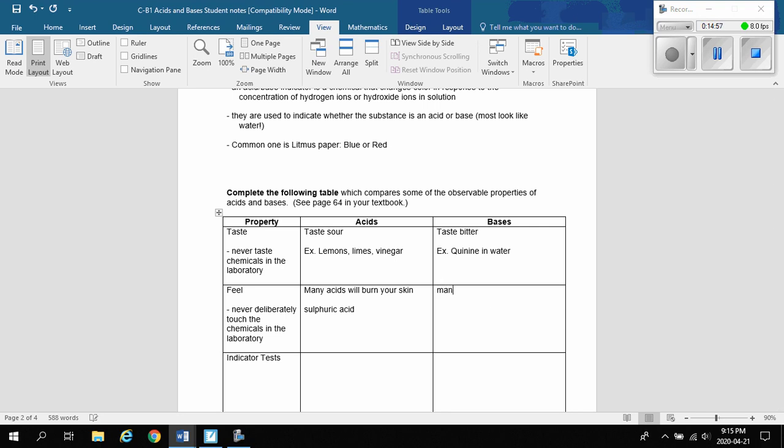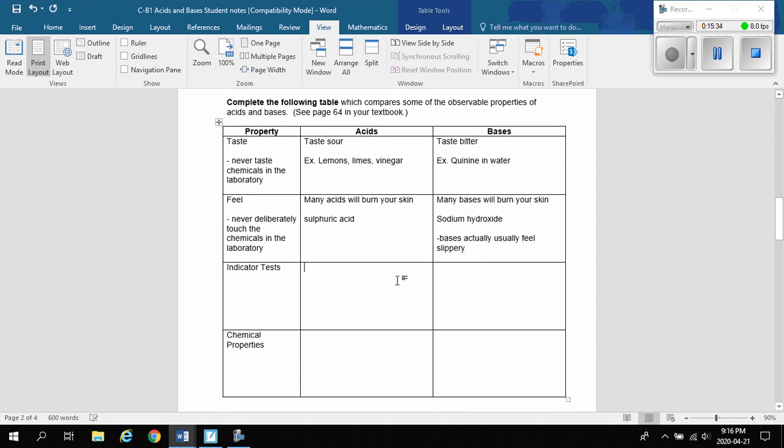But same thing here, many bases, especially if we're talking about strong acids and strong bases, will also burn your skin. So in the lab, something like sodium hydroxide. Sorry, it's going to keep capitalizing stuff on me there, and I'm not going to keep going back. Bases as well, they usually feel slippery. Something kind of like soap, where if you have bases on your hand, it feels a little bit slippery instead of tacky or hard to move around.